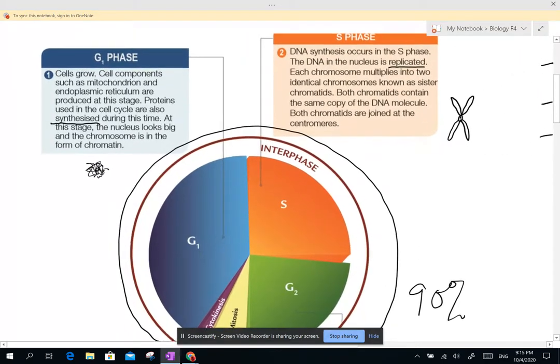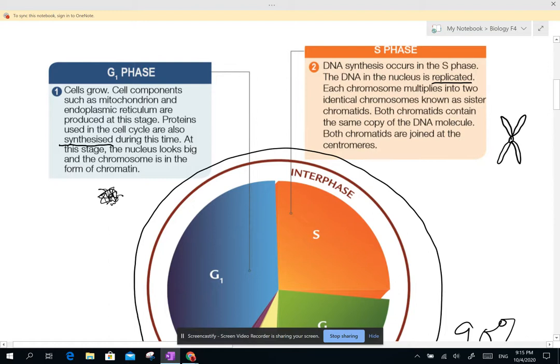Now let's look at G1 phase. What happens in G1 phase? The cell grows, and mitochondria and other cell components are produced at this stage. Proteins are also synthesized. At this stage, the nucleus looks quite big and well defined, and the chromosome is very thread-like and not visible in a thick form. It's not condensed, so we call this chromatin. It looks like this, all very long.